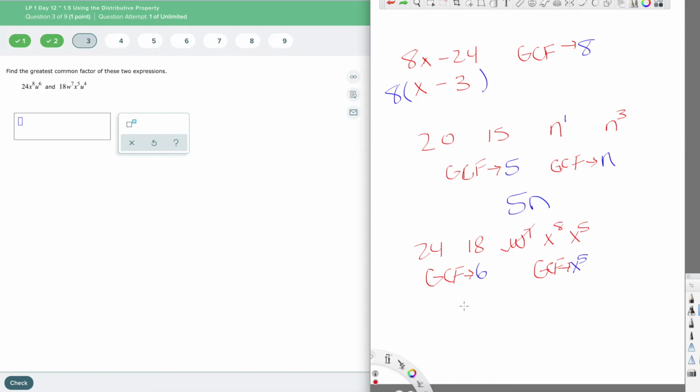Alright, and the last one, they both have a U. So U to the 6th and U to the 4th. Same thing, the greatest common factor is going to be the smallest exponent there, so U to the 4th, because they both have 4 that I can take. So total, I just put them back together here. My greatest common factor is 6, X to the 5th, U to the 4th.